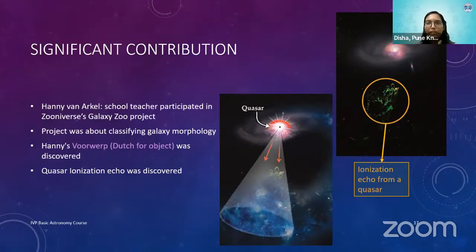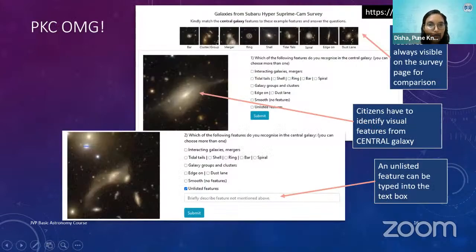It was some sort of reflection of that light, which was never noticed or observed before by instruments purposely designed to observe quasars. So this was something very unusual, and thanks to a smart citizen scientist, they could discover this. This is what we mean when we ask you to also type your unlisted features here. You have to be extremely free and vigilant about it.